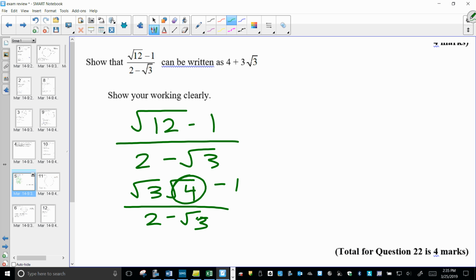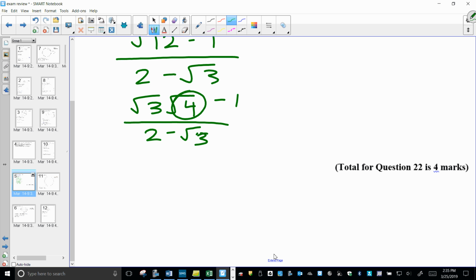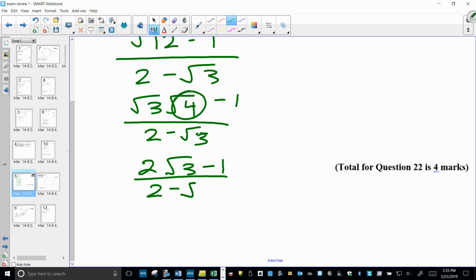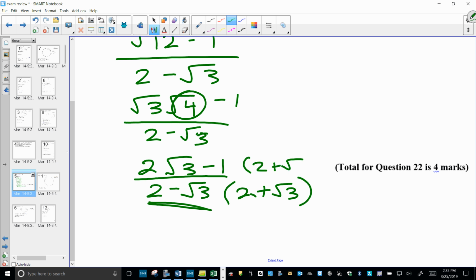Can I extend the page? You totally can. Is that enough? Yeah, that's fine. So then I wrote it as 2 root 3, subtract 1 over 2 minus root 3. And then I rationalized the denominator. Since it's like this, you do the opposite sign to split the difference of 2 squares. So you multiply the top and bottom by 2 plus root 3, and that is basically 1.